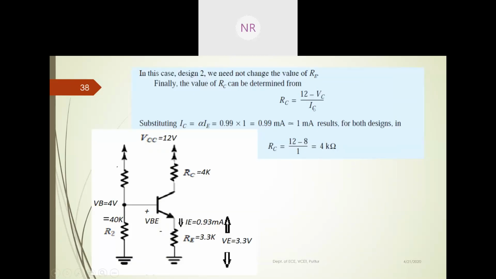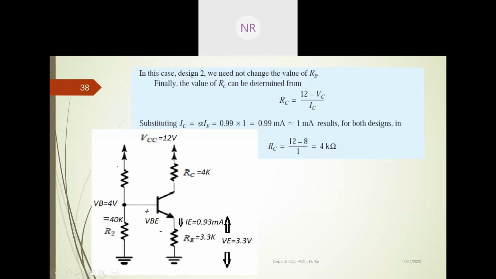Now, finally, you need to calculate the value of RC. RC is nothing but, see here, what is the voltage at these 2 points? This is VC, correct? RC equals VCC minus VC divided by the current flowing. IC we know, IC equals alpha into IE.